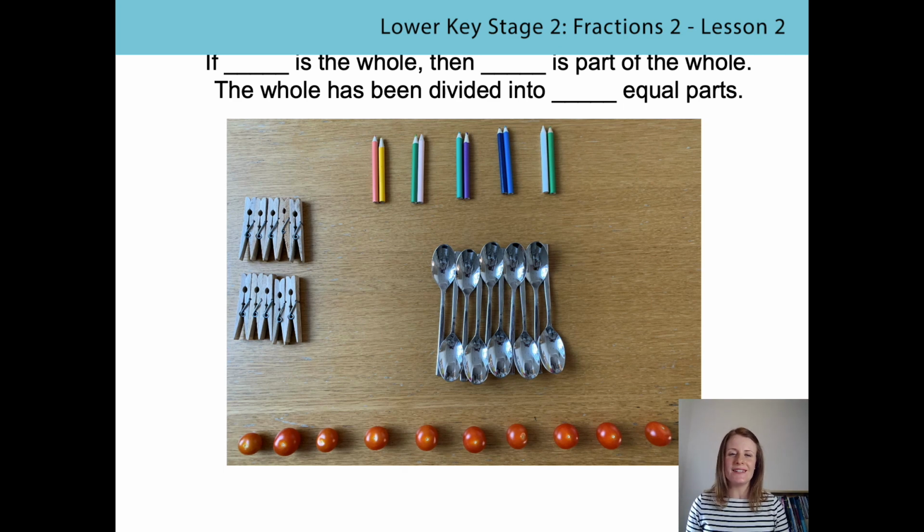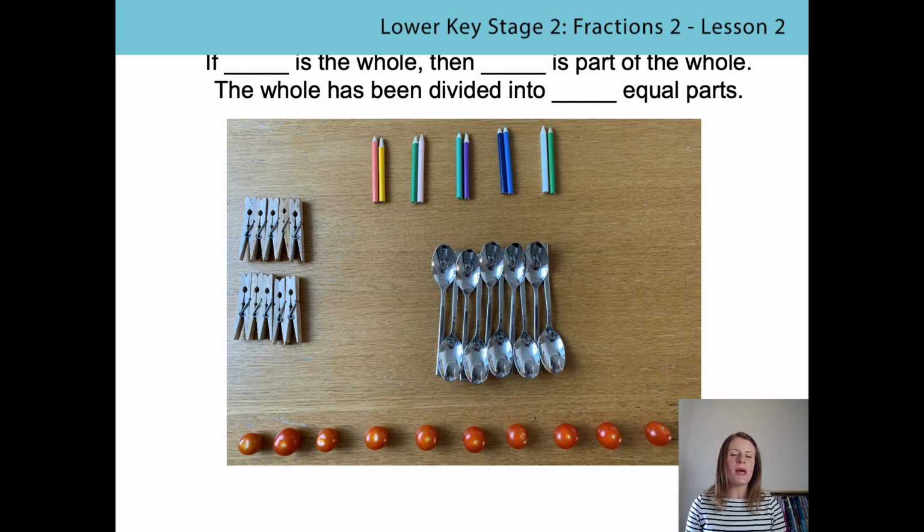Let me read the sentence. If 10 pegs is the whole, then... Can you count? Well done. 5 is part of the whole. So the whole has been divided into 2 parts. Can you see them? We know that's right, don't we? Because 5 and 5 make 10. All of the 10 pegs is the whole, and I've put them into 2 parts.